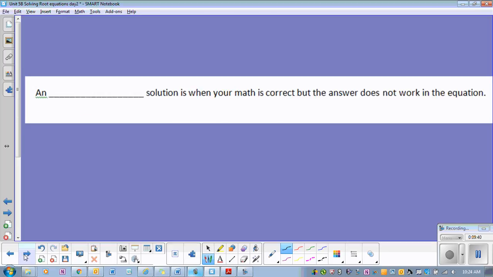So when you look down at the bottom, it says a blank solution is when your math is correct, but the answer does not work in the equation. These solutions are called extraneous. Okay? An extraneous solution is when your math is correct, but the answer does not work in the equation. Okay? Questions?